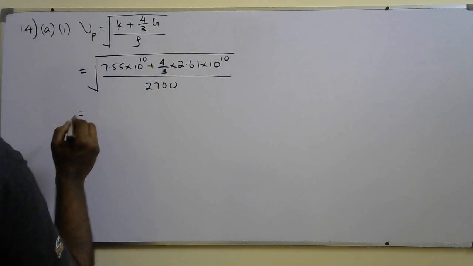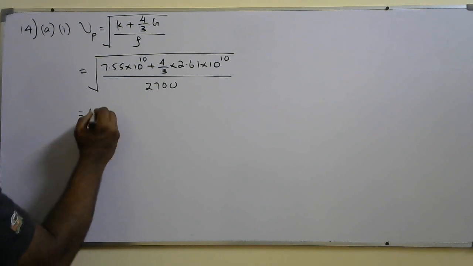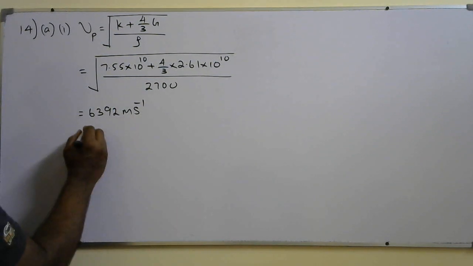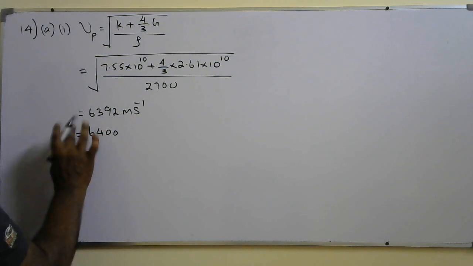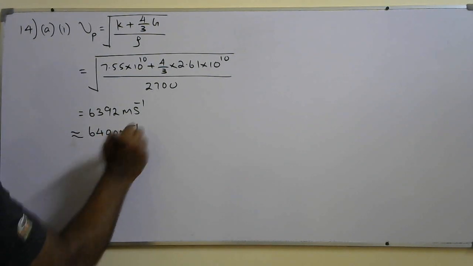Solve it, you will get the answer. That will be 6391. So I can say 6392 meter per second. If you want to give it in 2SF, 6400. I can give 2SF if I give it 400 meter per second.